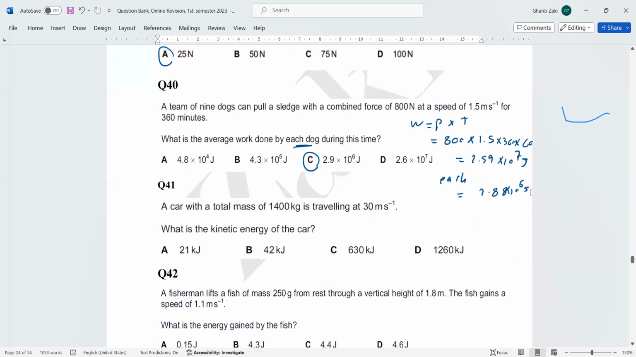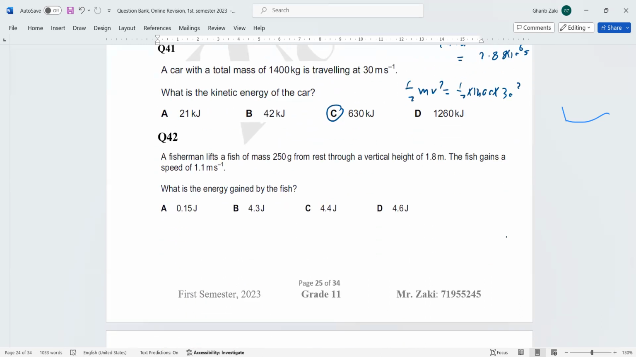Question number 41. Just here we need the kinetic energy. It's a half mv squared. So it's a half multiplied by 1400 multiplied by 30 squared. So the correct answer is that one, part C. Now, here, the gain in potential, we calculate the potential energy and we calculate the kinetic energy and we get the sum. So the total is the potential energy plus kinetic energy. So the answer is yes, Osama.